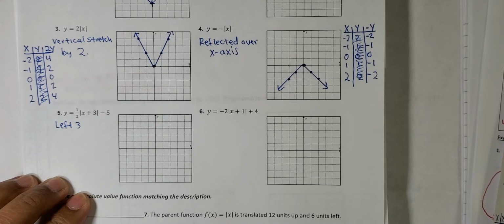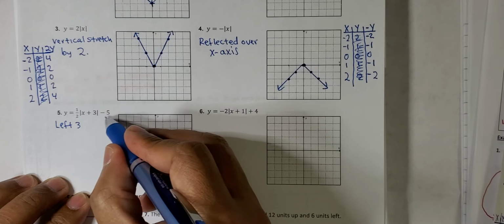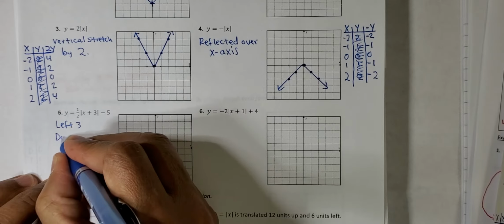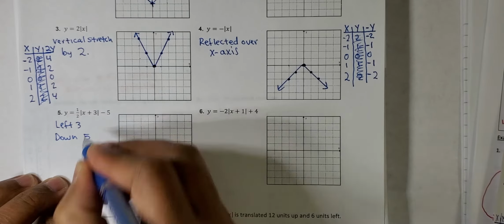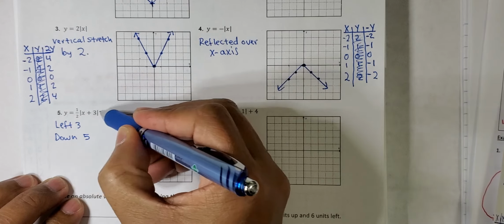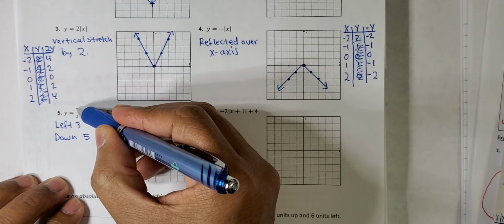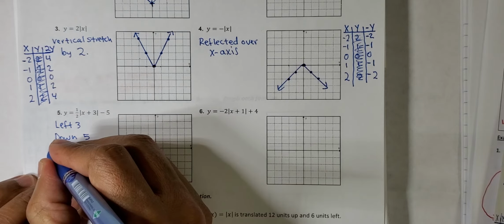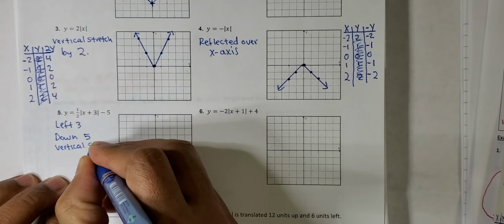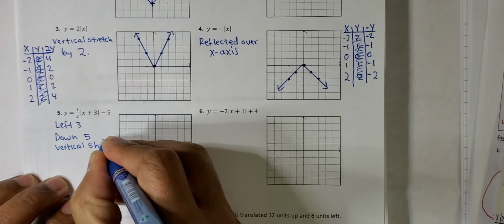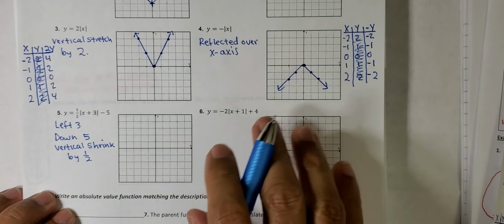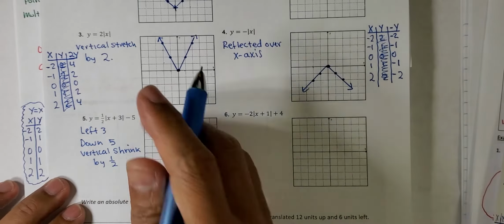Okay, and then I see that this has a -5 outside of the absolute value bars. So that tells me that it's going to go down. It's going to get shifted down by 5 units. Okay, and then I see that I have a 1/2 in front of the absolute value bars. This is less than 1, which means we are going to have a vertical. I'm just going to say shrink for now. Okay, so vertical shrink by 1/2.